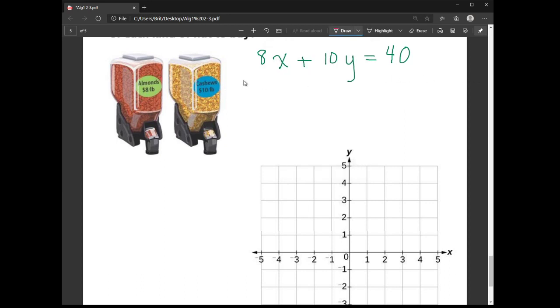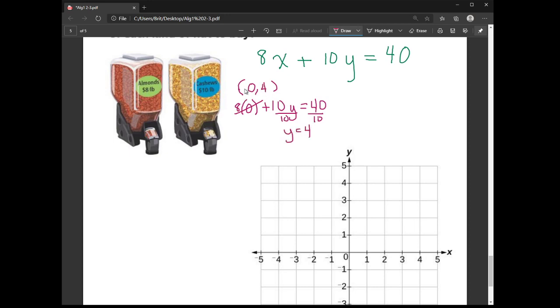Alright, so remember graphing standard form. First I'm going to plug in a 0 for x to find my y-intercept. So I have 8 times 0 plus 10y equals 40. Well, 8 times 0 is nothing, so I can just divide by 10 right away, and I get that y equals 4.